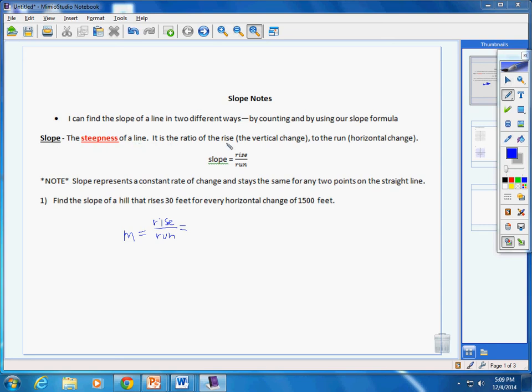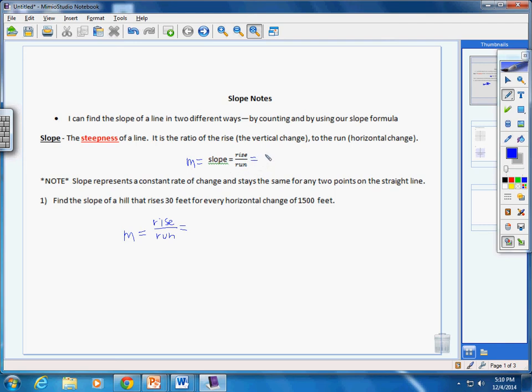It's the ratio of the rise to the run. In other words, our slope is always going to be found by taking our vertical change and dividing it by our horizontal change. Okay? You might not always see slope. It has a couple synonyms. Typically, we represent slope with the letter M. And we often say, hey, slope is rise over run, because that's an easy way to remember it.